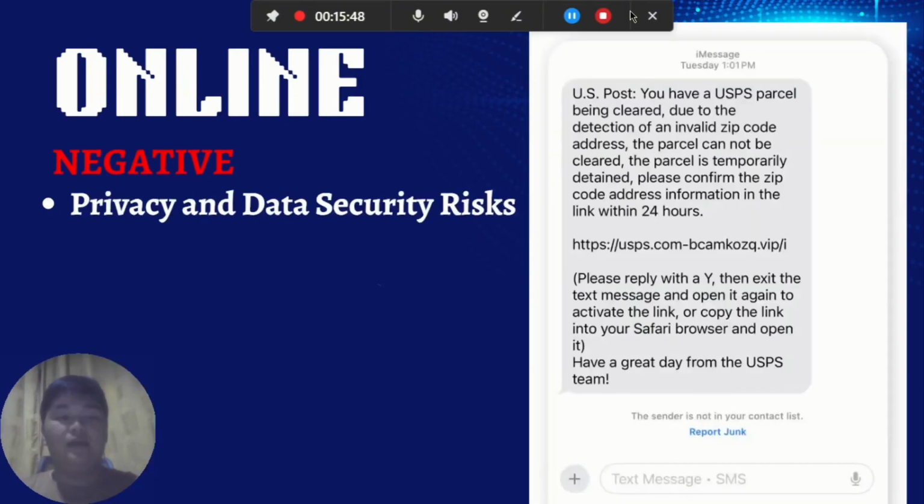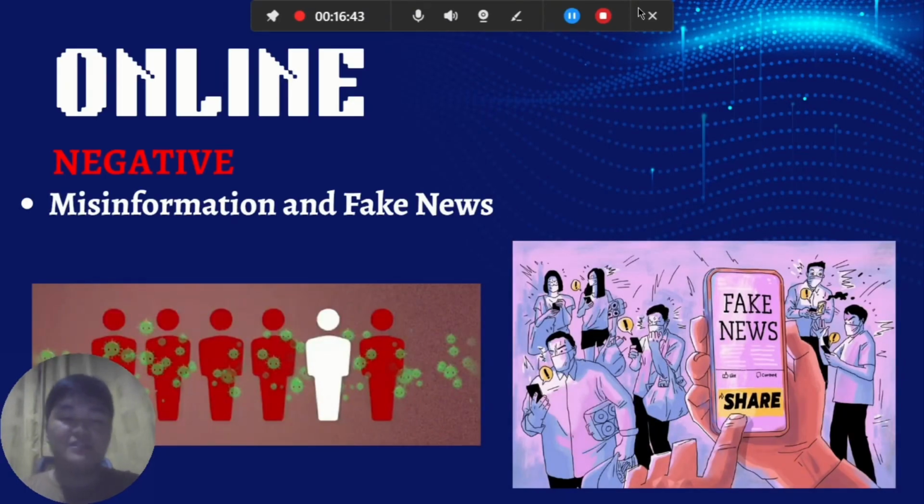Another negative impact is privacy and data security risks. We all know that personal information online can be stolen or misused through hacking, phishing, or data breaches. An example of this would be this image right here, where this is actually called phishing, where phishing is basically the suspicious notifications that we receive online or on our phones or our devices that always have a link, and it always asks us to click on those links, but actually when we click on those links, it leads us to another website or to another platform that could lead us to getting hacked or getting our information stolen. So it is always important to know how to properly analyze if these are trustworthy or reliable or not. Another negative impact is misinformation and fake news.